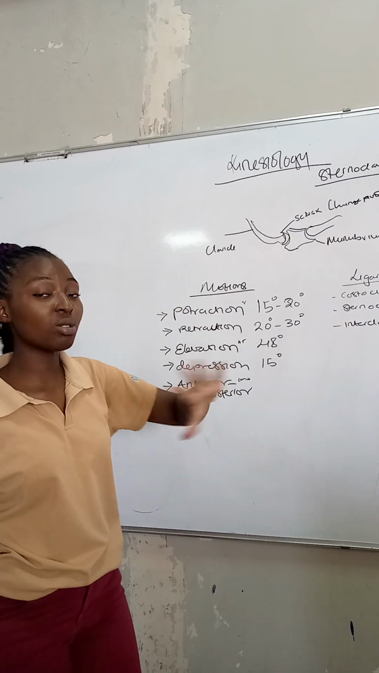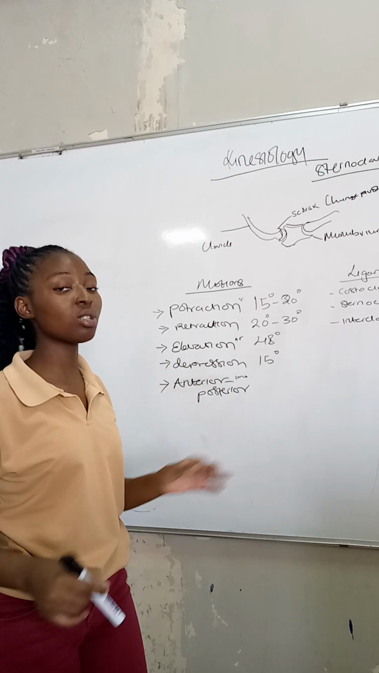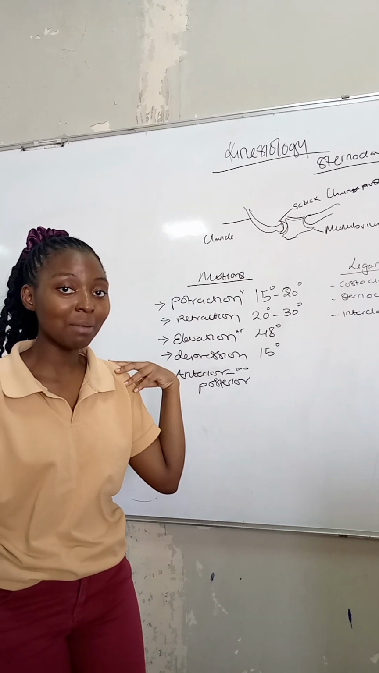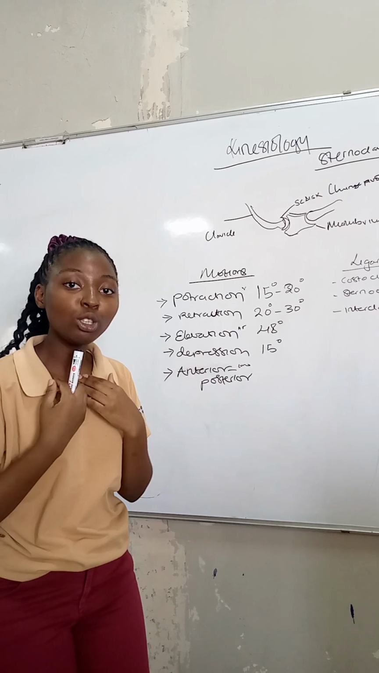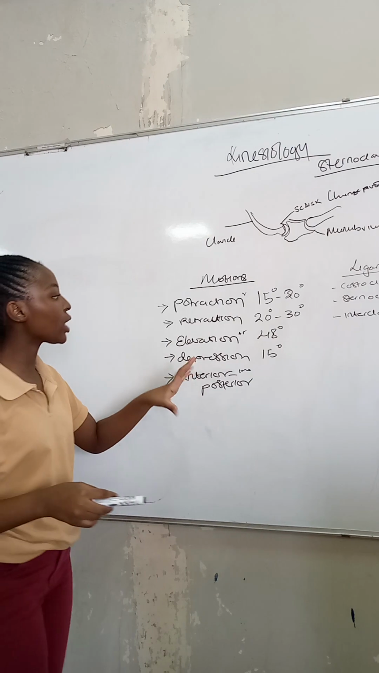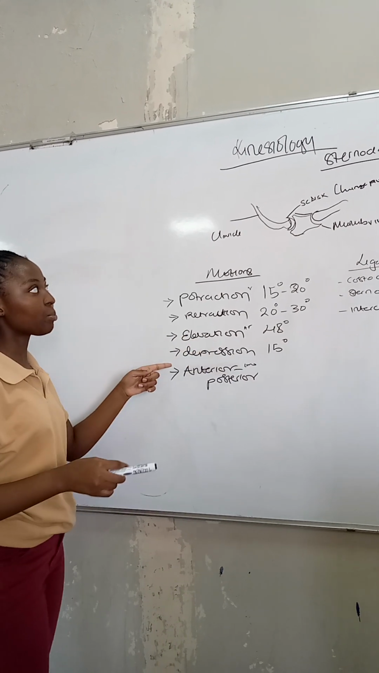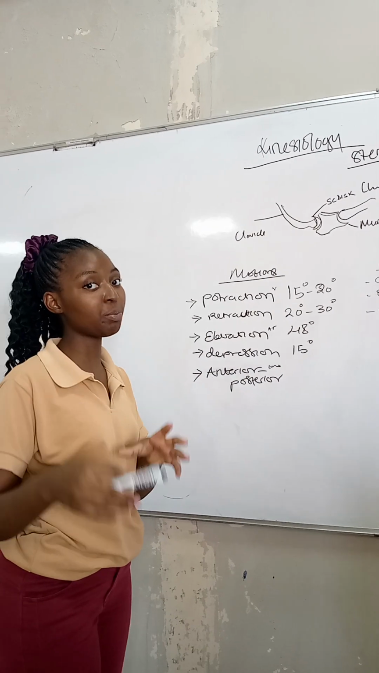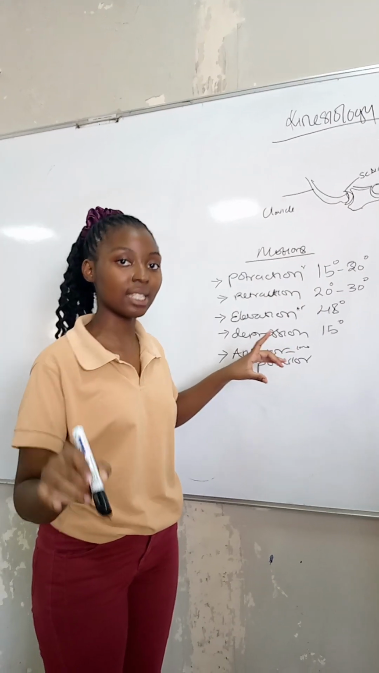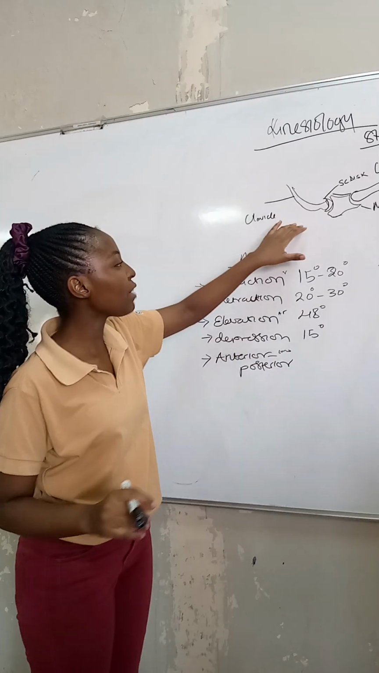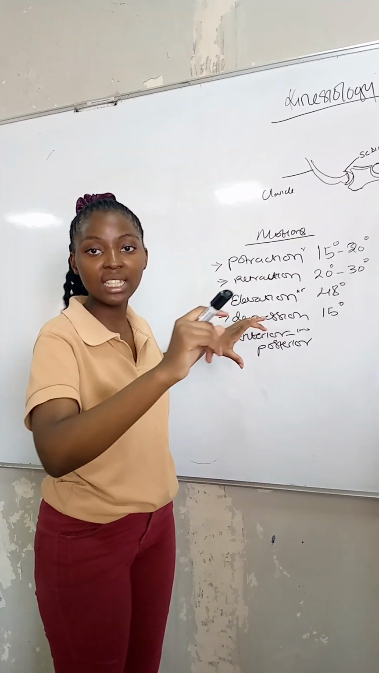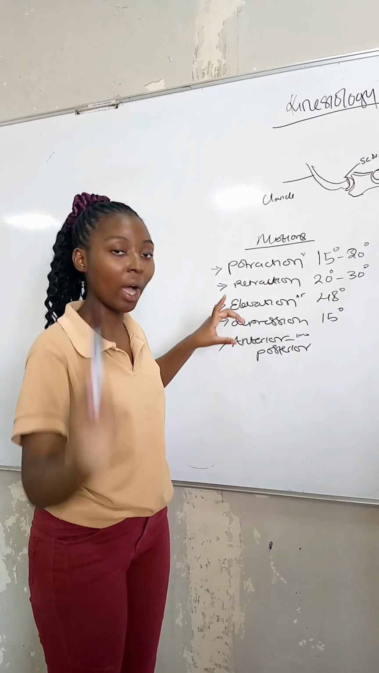So 15 to 20 degrees for protraction and 20 to 30 degrees for what? For retraction. So in retraction, the lateral aspect comes anteriorly, and the medial aspect of the clavicle goes what? Posteriorly. Then we have other movements, which are elevation and depression. During elevation and depression, the manubrium becomes one with the sternoclavicular disc. So the clavicle now moves on the manubrium, where the sternoclavicular disc and the manubrium are one joint.